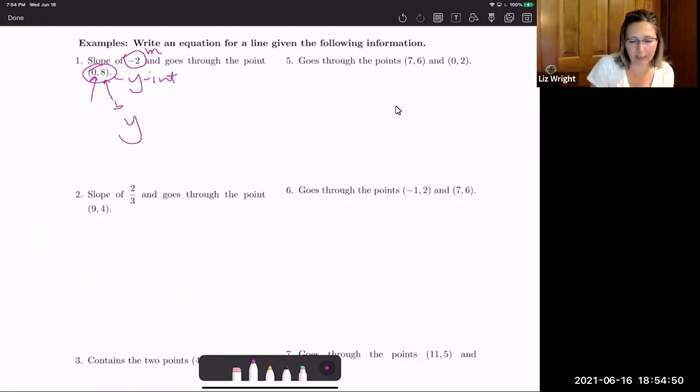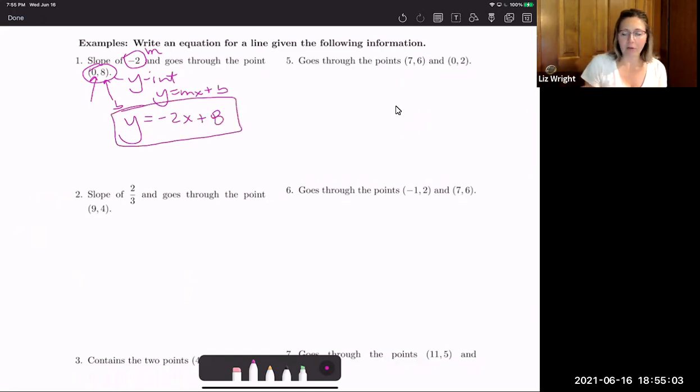And so then I'm just writing it out. Y equals, and again, we're doing y equals mx plus b. So the m is -2x, the b is 8. And that's my answer. That was it for that one. I'm going to bump over to number 5.